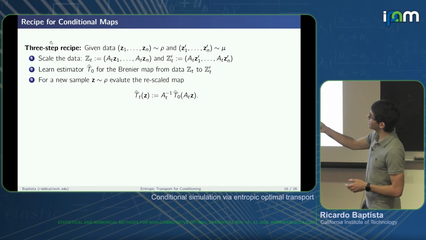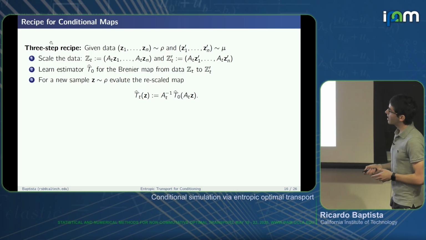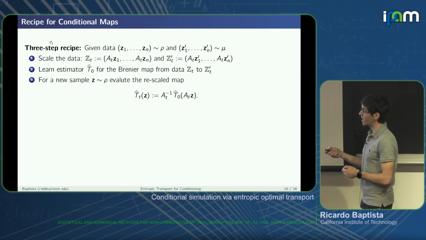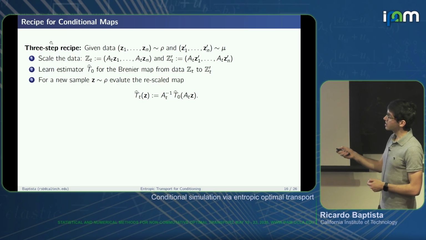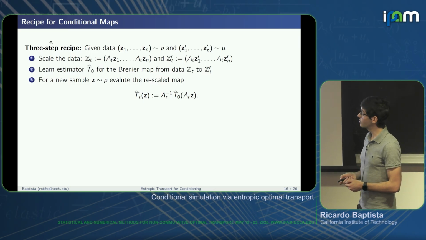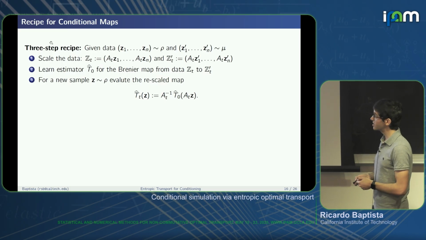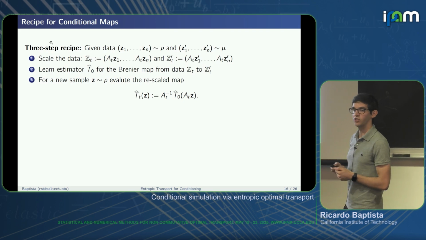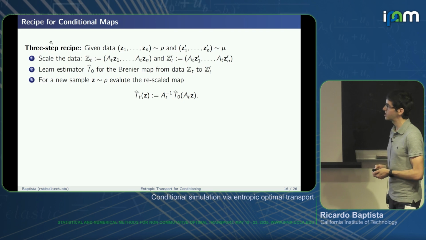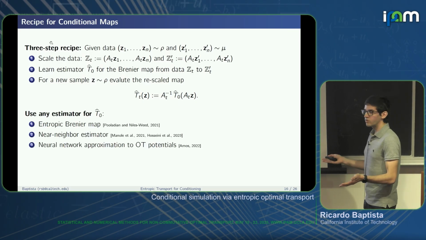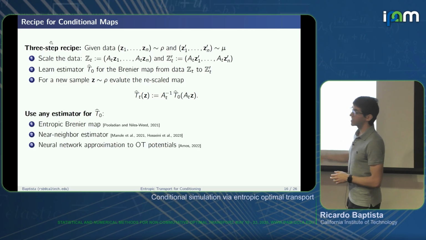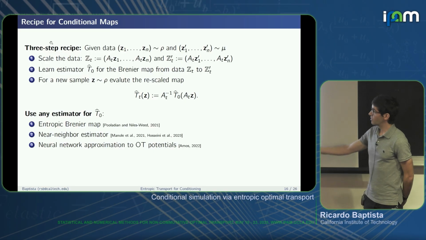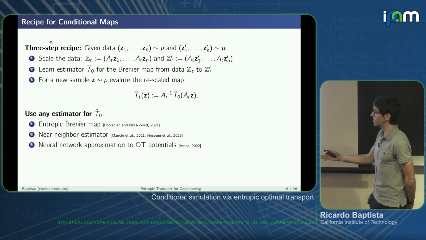If we're given data from two measures, rho and mu, we can simply rescale the data by this matrix A_t, learn some estimator T hat 0 for the Brenier map between these two data sets, and just plug it in to get an estimator for this map, which is approaching a block triangular map in the limit of t going to 0. So we can use any estimator for the standard Brenier map T hat. We can use, for instance, some entropic map.